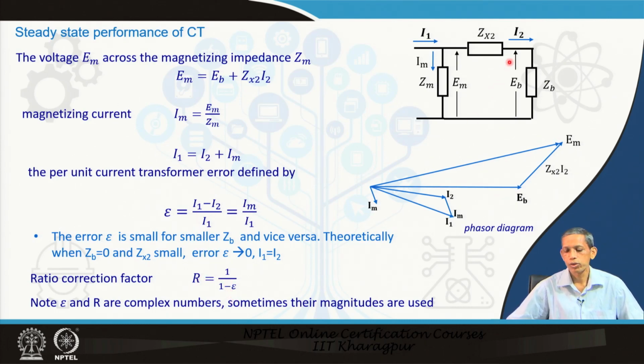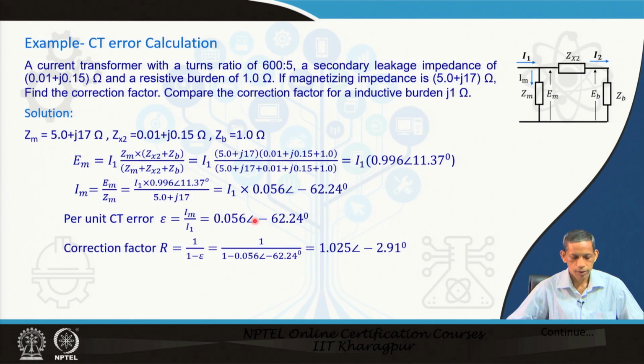So, if the relay knows the corresponding I 2, and by any means this R value is known, then if you multiply by that R value, the correct value of I 2 can be found out, which will be proportional to I 1. Note that epsilon and R are also complex numbers, all considered in terms of phasor representation. But many times the magnitude of epsilon alone is also adequate for the explanation.